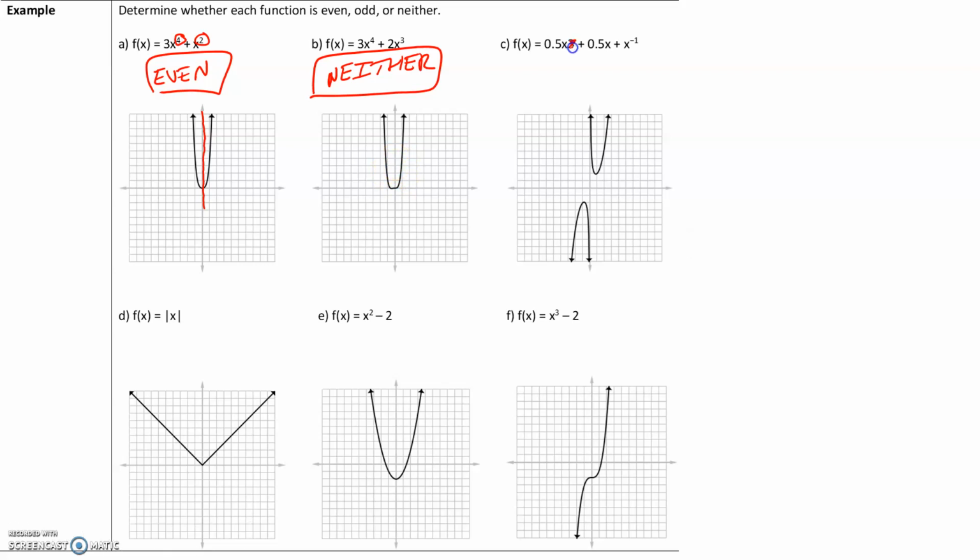Here, this should actually be a 0.5x cubed. So please correct that in your notes. This should actually be an x cubed.